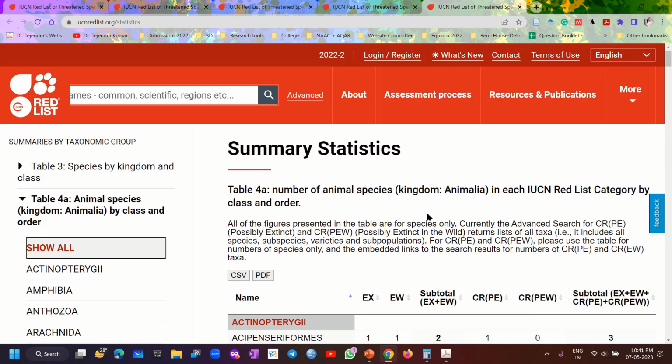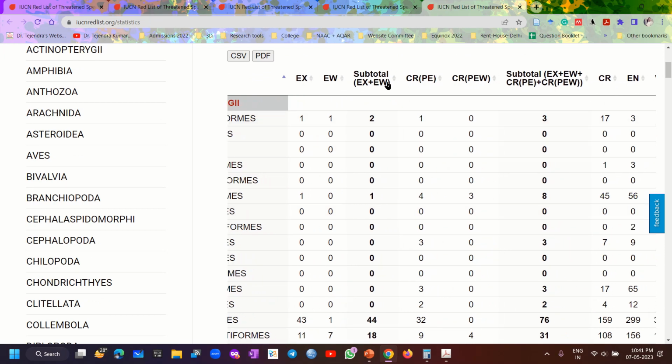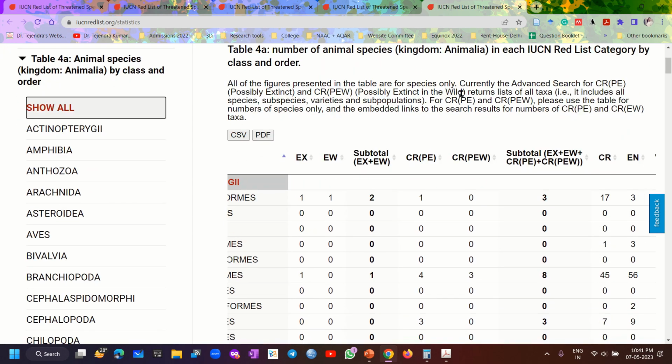Here the categories are given, like extinct or extinct in the wild. Subtotal of the extinct or extinct in the wild. Critically endangered, possibly extinct, and possibly extinct in the wild. So the subtotal of the total critically endangered. You can see that the number is given by adding all these things.